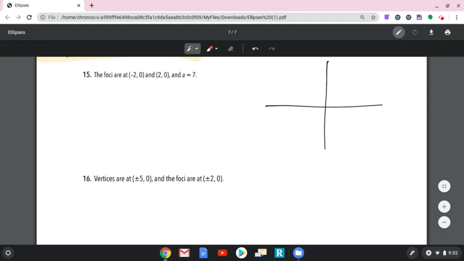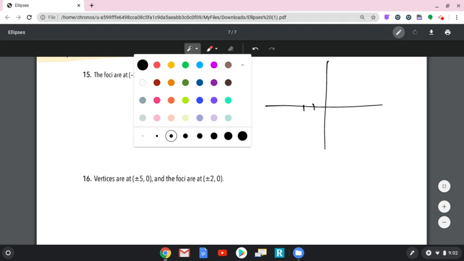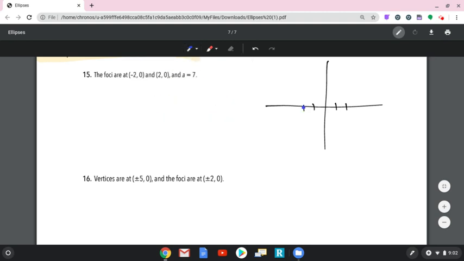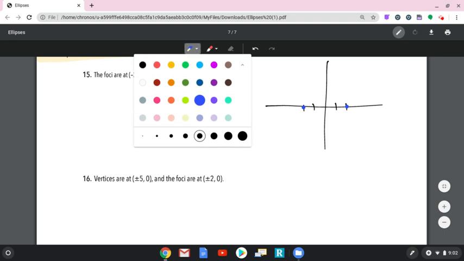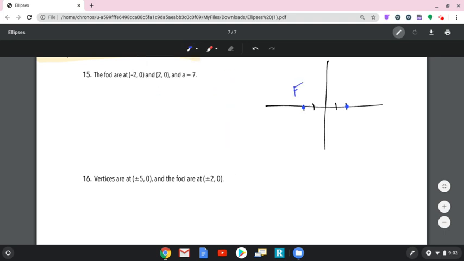If I graph it, I'm just going to graph the two foci. My two foci would be -2, 0, and 2, 0. So let me do that. Let's pick a different color now that I know I have multiple colors I can work with. Here are my two foci. Focus 1, focus 2, two foci. Now, what I want us to remember is your foci are on the major axis. So that means if my foci are on the major axis, I am going to have a horizontal major axis. Your foci are always on the major axis. That's something we have to remember.